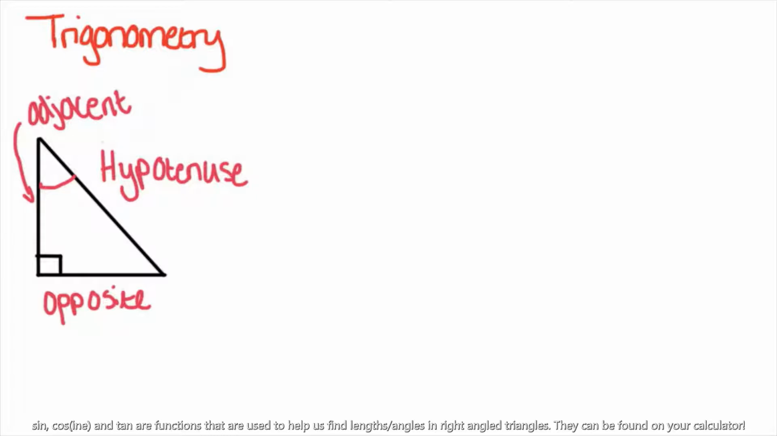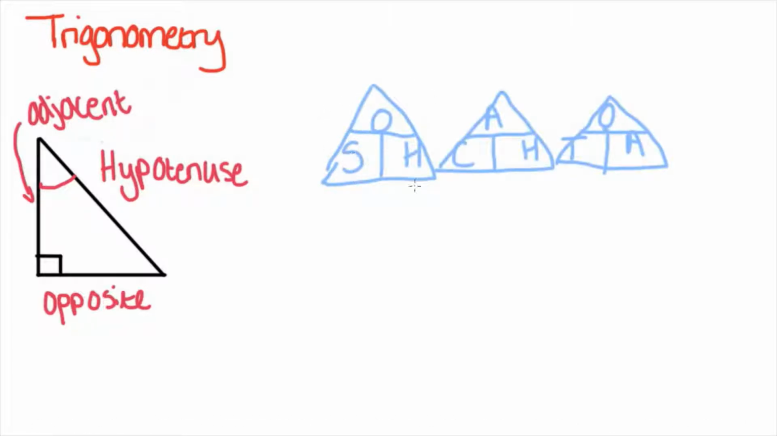So the next thing we need to help us are these three functions called sine, cos and tan. And they come in the form of three triangles. So the S here stands for sine, the C here stands for cos, and the T here stands for tan. The O stands for opposite, the H stands for hypotenuse, and the A stands for adjacent. So how do we actually use these triangles to help us find the sides and angles on a right angle triangle?